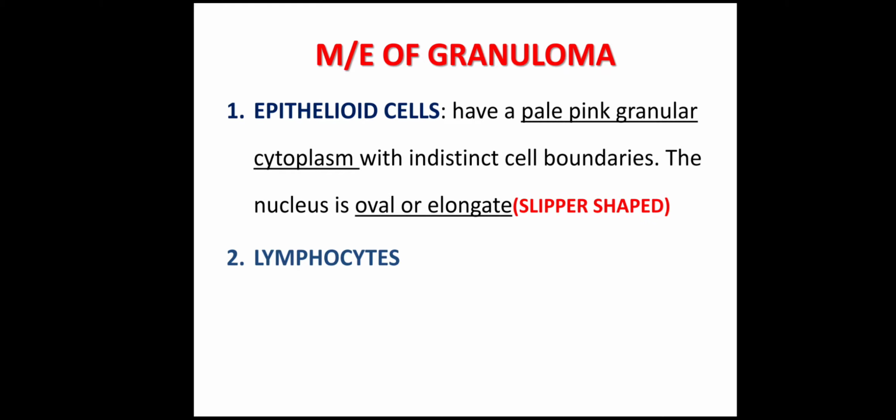So now we focus on the microscopic examination of granuloma. Granulomas in general show the presence of epithelioid cells. Epithelioid cells have pale pink granular cytoplasm. The cell boundaries are indistinct, so we cannot make out the cell boundaries. The nucleus is oval or elongated, and its characteristic shape is slipper shaped. Next, the lymphocytes. Lymphocytes are also seen in a granuloma. These are rounded cells, and they have scanty cytoplasm and darkly stained chromatin, which is coarse and clumped.